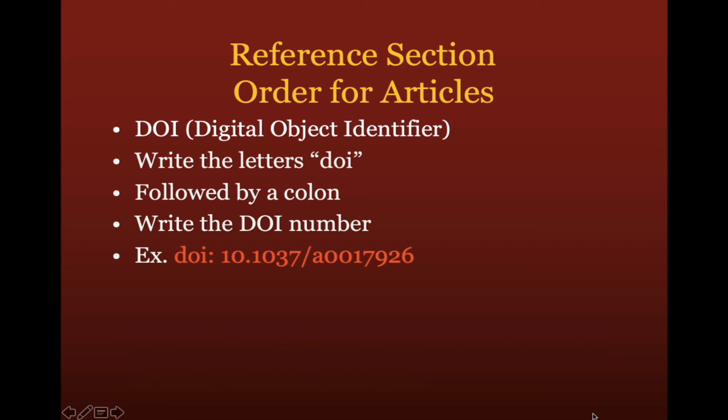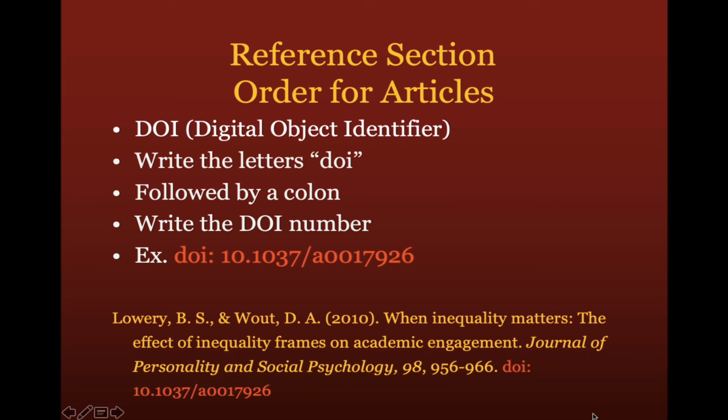And then if it's available to you, you should also report the DOI, which is the Digital Object Identifier. This is just a way in which it makes it easier for people to get an article from the internet. If they click that DOI number, it should take them directly to the article. So if the DOI number is available, you should also give that to the reader. And the D, O, and the I are all lowercase, and then followed by a colon, and then the actual DOI number. So for example here, we've included our DOI number at the end.